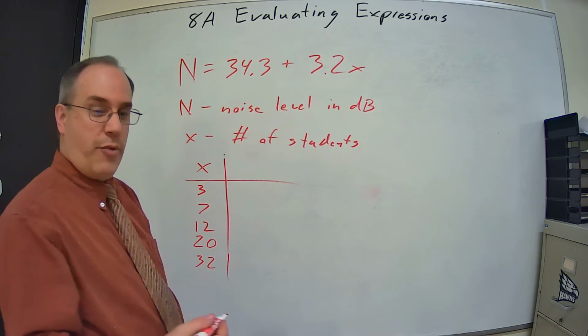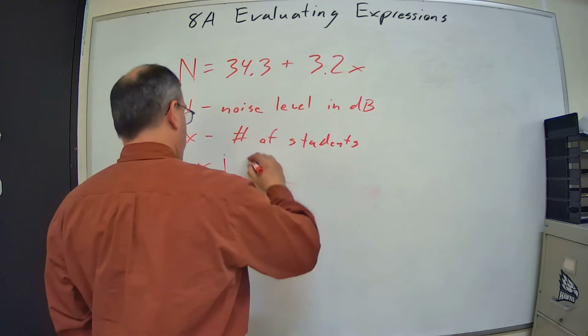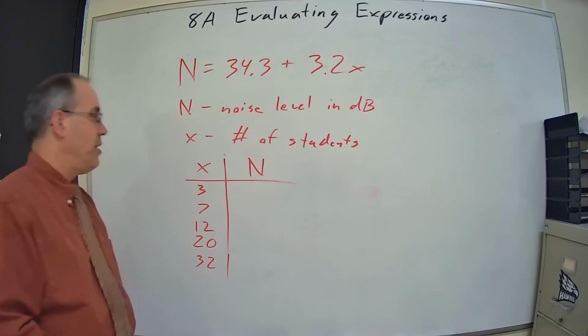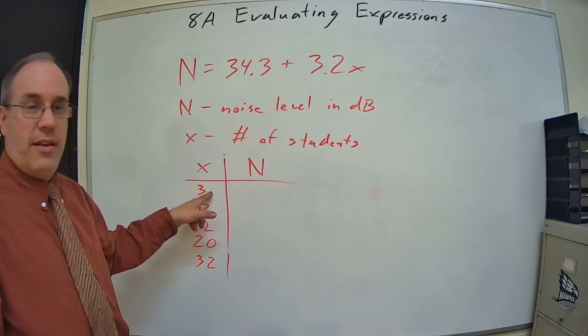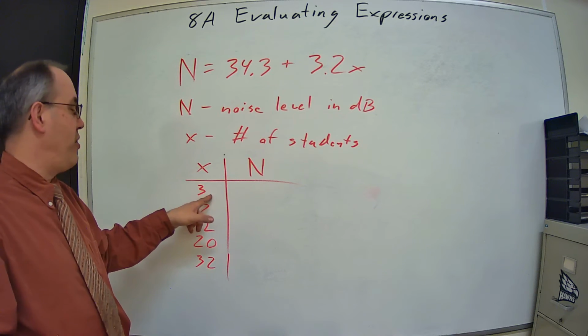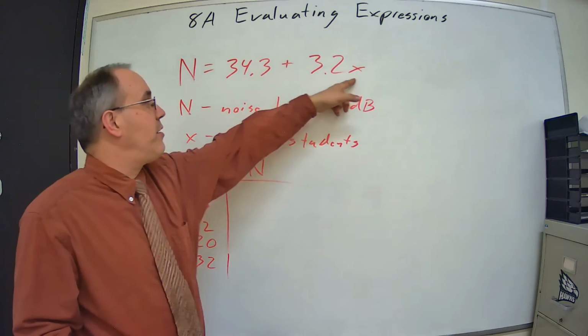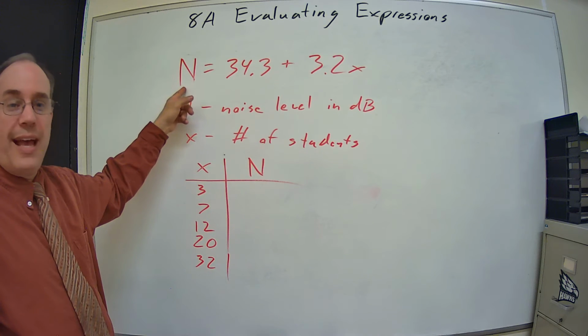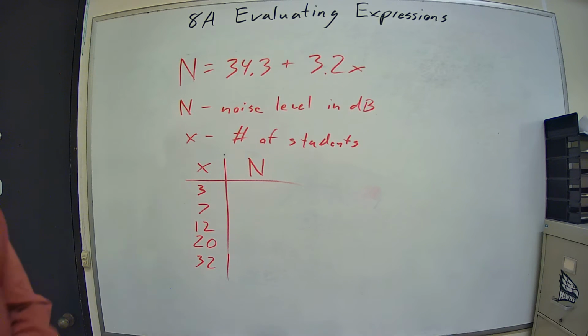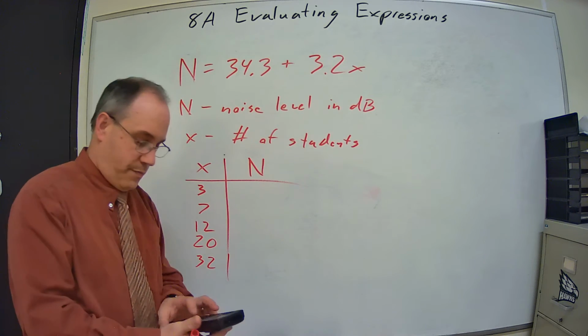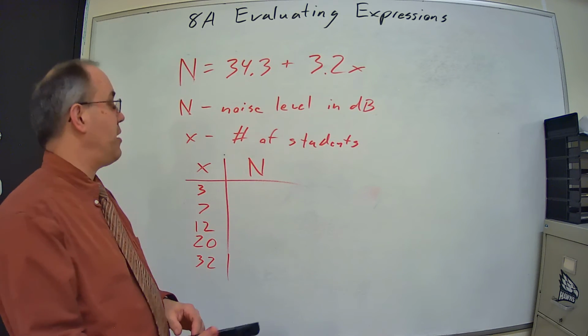Okay, and then we want to find the noise level N with each of those. So what we're going to do is take the input here, the x value, the number of students, and plug it in here and find out our resulting output, the noise level associated. So grab myself a calculator. Feel free to grab yourself a calculator.